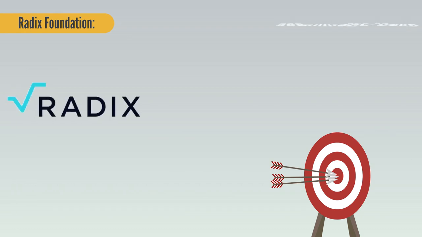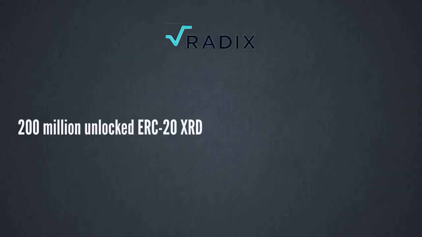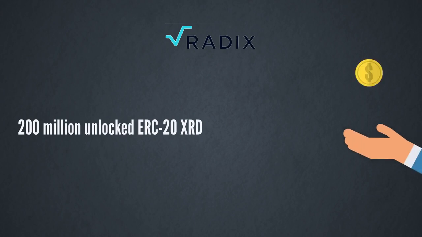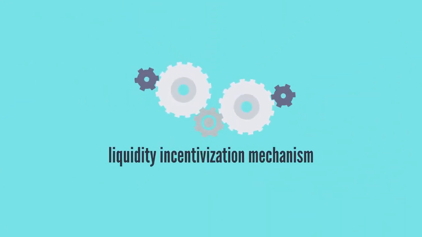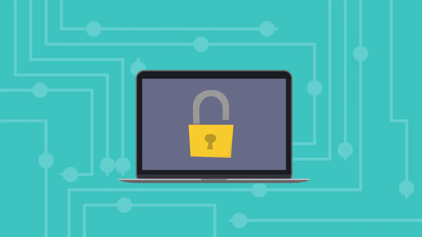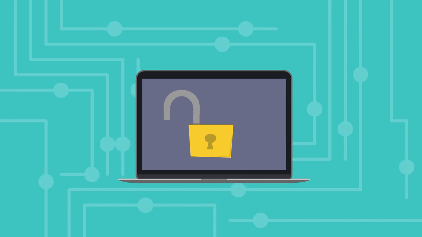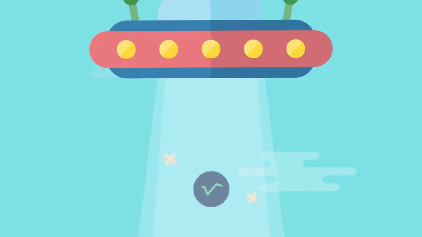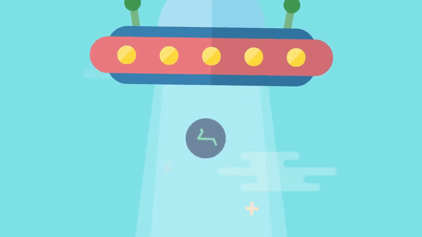Radix Foundation. The nonprofit company that aims to support the adoption of the Radix blockchain will receive 568 million ERC20 XRD, or 12.9% of the initial distribution. Of this distribution, Radix Tokens Limited, a subsidiary of the Radix Foundation, will receive 200 million unlocked ERC20 XRD, or 4.5% of this initial distribution, which are expected to be released via a long-term liquidity incentivized mechanism. 10 million ERC20 XRD is unlocked as a marketing token float. The marketing token float is subject to a variety of different lockups.